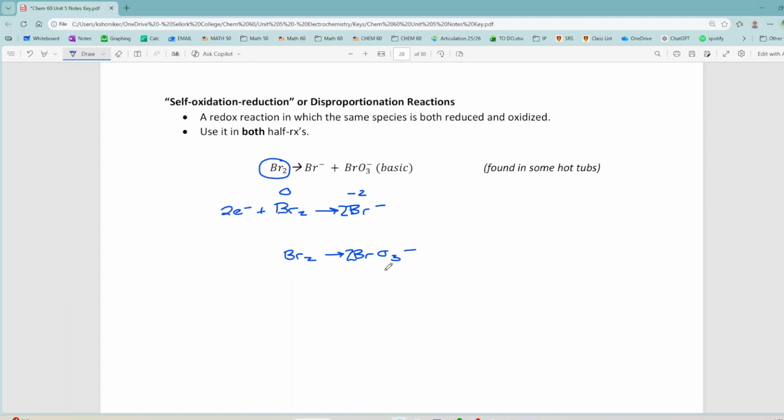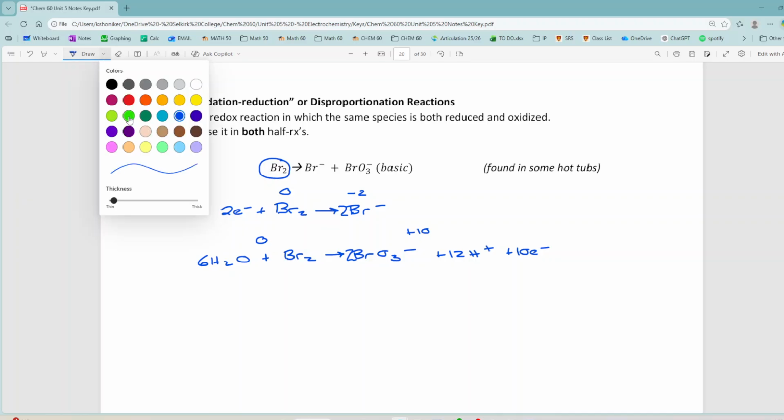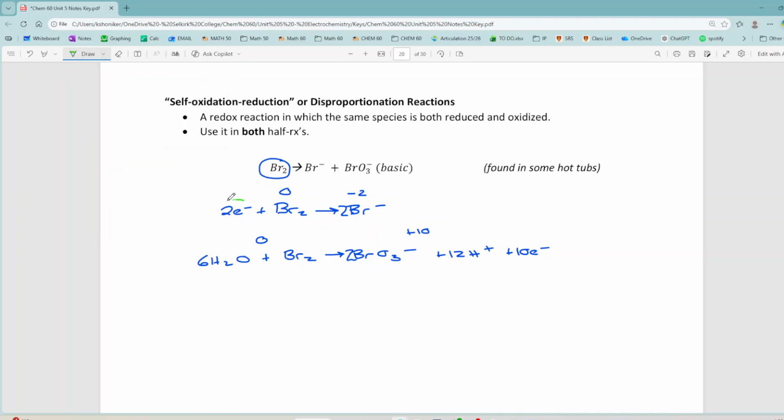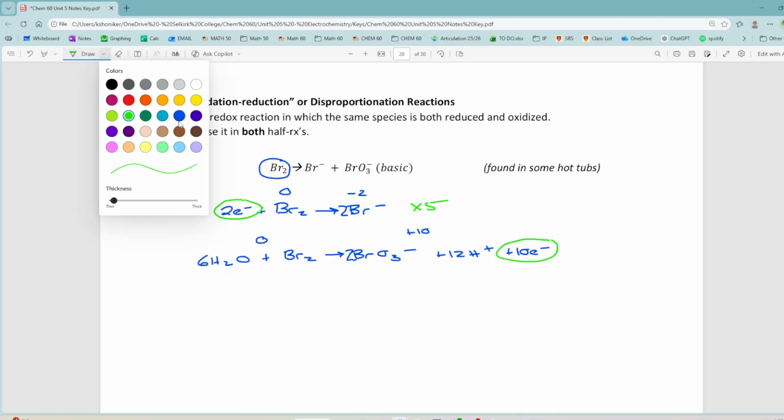Then I have to balance my oxygens. I now have 6 oxygens, so I'm going to add 6 waters. I have 12 hydrogens, so I'm going to add 12 hydrogens. Then I'm going to balance for charge. So I have 0 on the left, and on the right I have minus 2 plus 12, which is plus 10. So I have to add 10 electrons. Now, the nice thing about that is that 2 goes into 10. So to balance the 2 electrons with the 10 electrons, I'm going to multiply the top equation by 5.